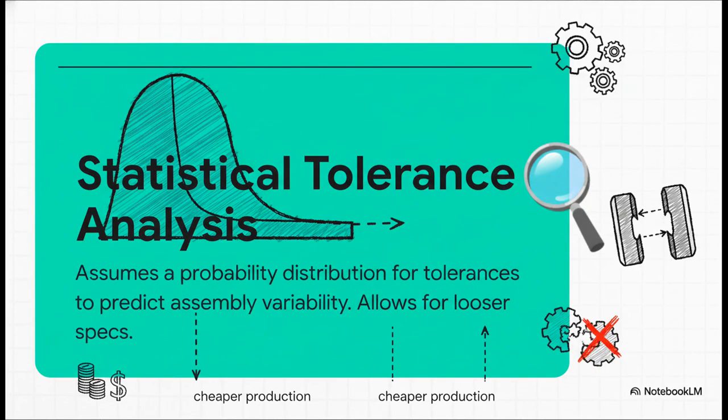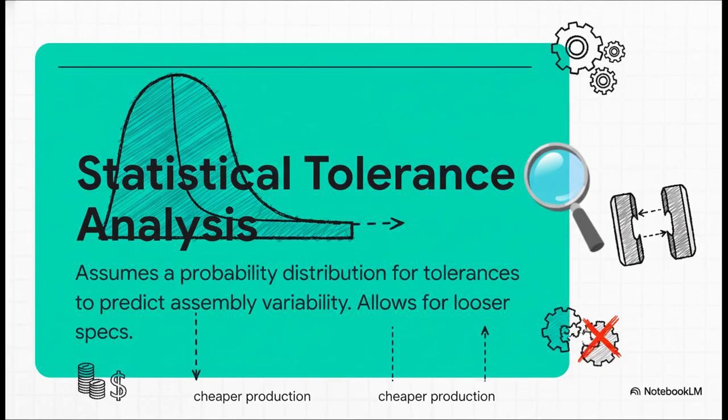The more modern way to do it is with statistical tolerance analysis. Instead of assuming the absolute worst, this method is smarter. It knows that manufacturing variations usually follow a probability curve, like a bell curve. It's just extremely unlikely that all your parts will be at their worst limit at the same time. So this lets you open up your tolerances, which makes the parts way cheaper to produce.